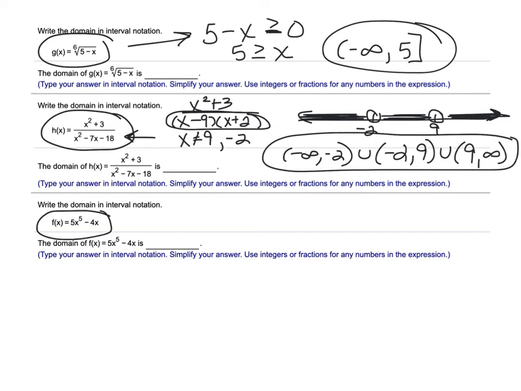Lastly, the domain for this one right here, this is a polynomial. These are the easiest. Everything works. Negative infinity to infinity. So these are the 3 kinds you'll see. Expect to see any of these. You could be asked all of them or some of them, but these are our 3 main kinds.